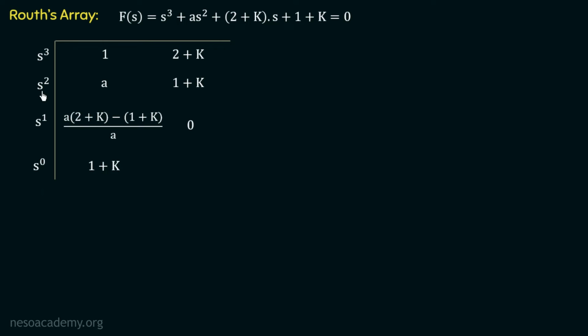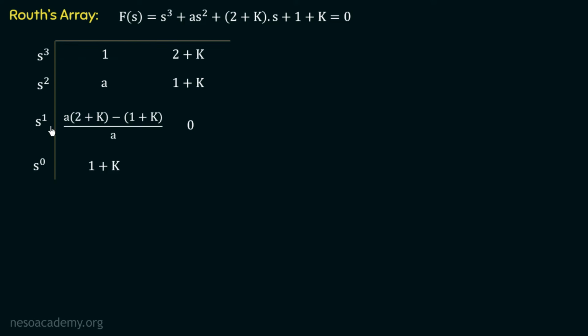We can see here in the row s power 2, there is a variable a, and the second term is also a variable, 1 plus k. In this row s power 1, we are having this term and this is also a variable, and in this row k is a variable. So all these three rows can be a row of zeros. S power 2 row can be a row of zeros if the value of a is equal to 0 and the value of k is equal to minus 1. S power 0 row can also be a row of zeros if the value of k is equal to minus 1. And S power 1 row can also be a row of zeros if this term is equal to 0.